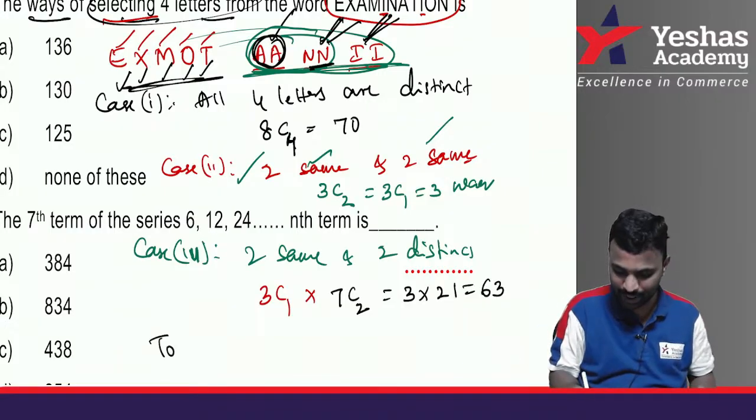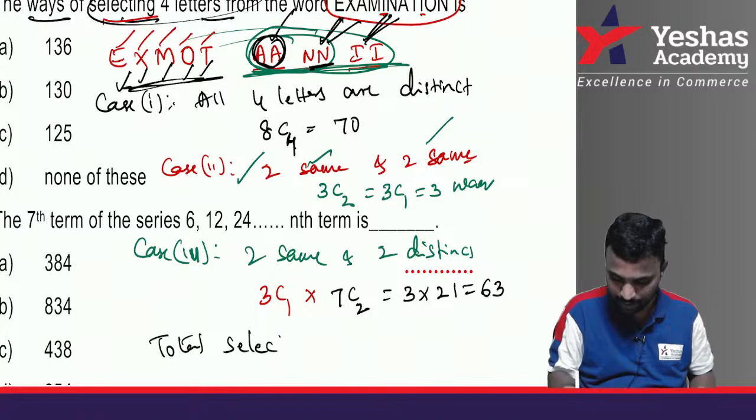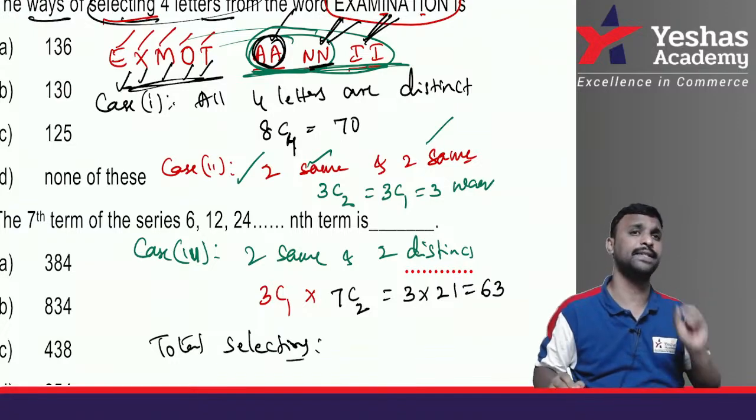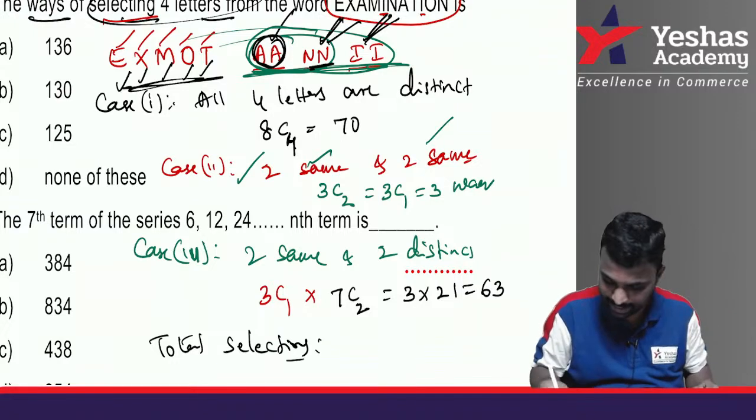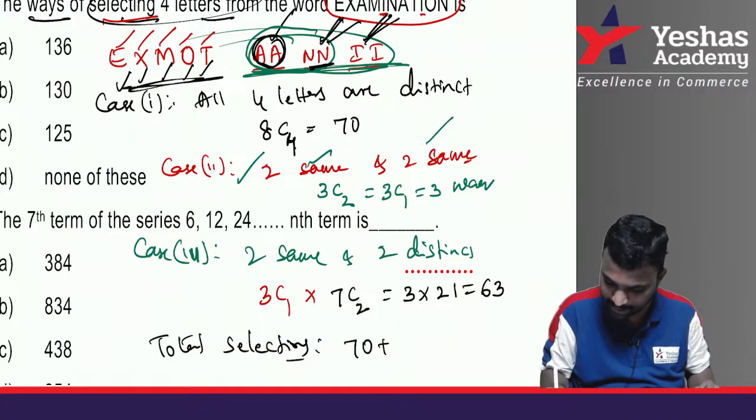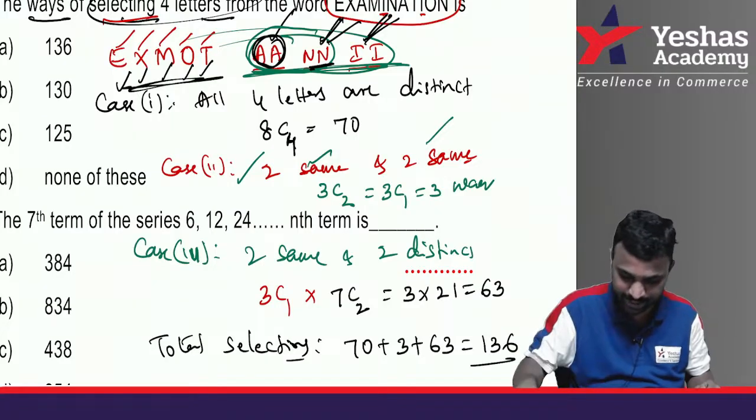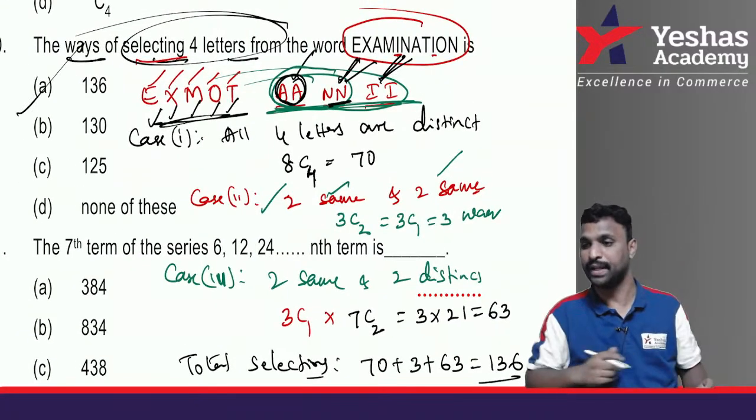Now total selections. Guys, these are cases. Basically what we need to do, add them all. That means first case 70, second case 3, third case 63, so which makes it 136. The answer is option A. Is that clear, everybody?